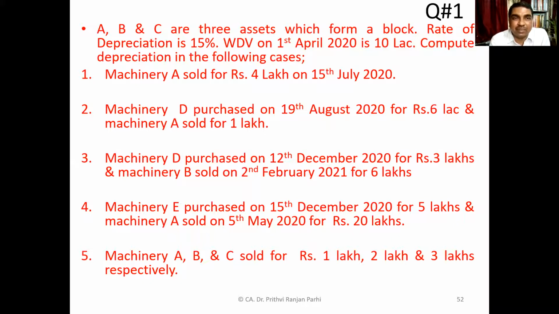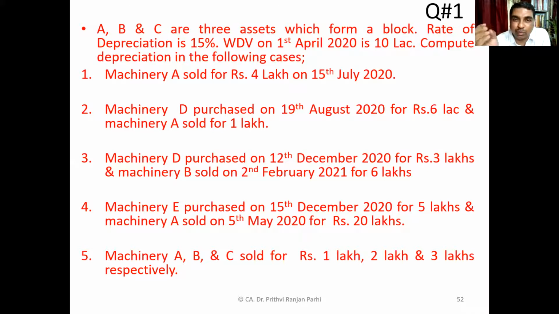The question talks about like this: A, B, and C are three assets which form a block. That means the block consists of these three assets. The rate of depreciation is 15%. WDV, can anyone tell me what is WDV? That stands for written down value. Written down value on 1st April 2020 is 10 lakh. Compute depreciation in the following cases. These are the different cases given.